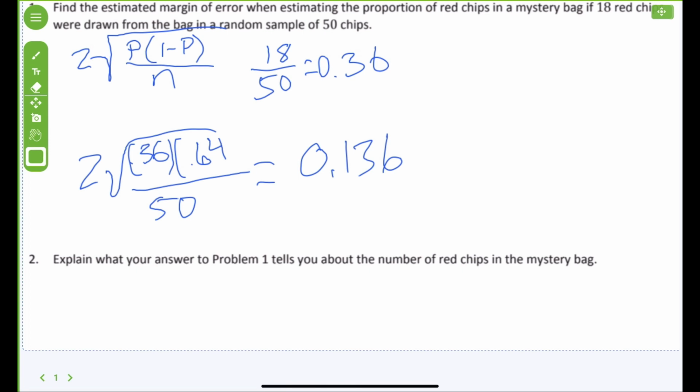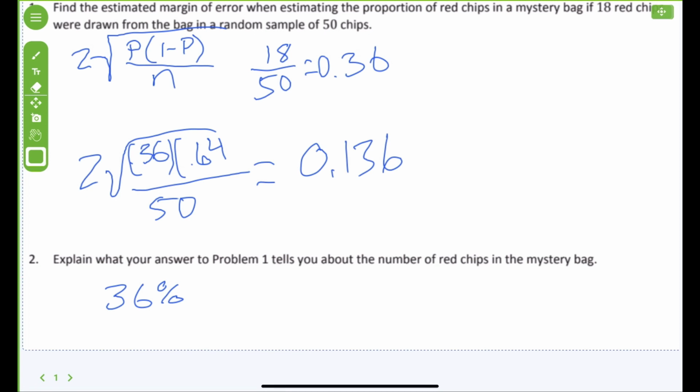No, this is the margin of error. The percentage that was drawn out was 36%. Okay? But our margin of error says it could be 14% above it, or it could be 14% below it. So you remember when we've done standard deviation and we would subtract the standard deviation from the mean, and then we also add it to the mean?